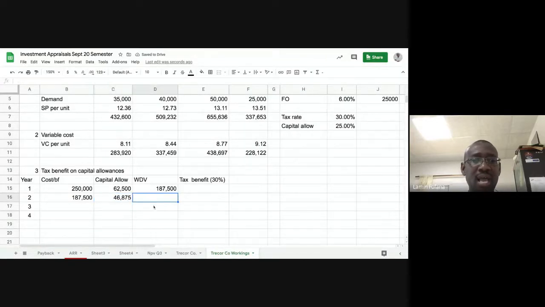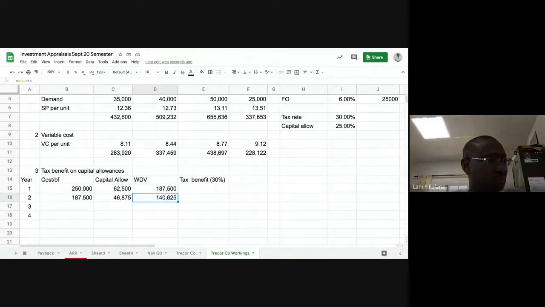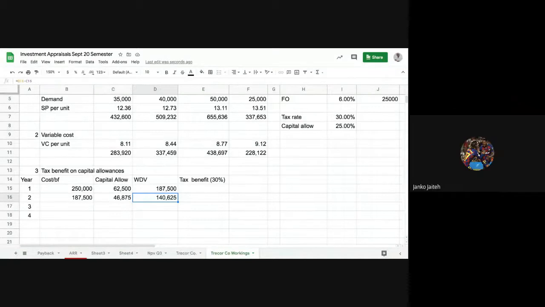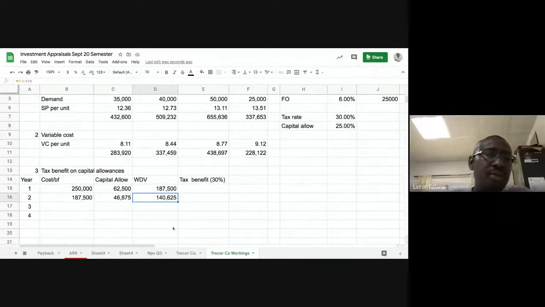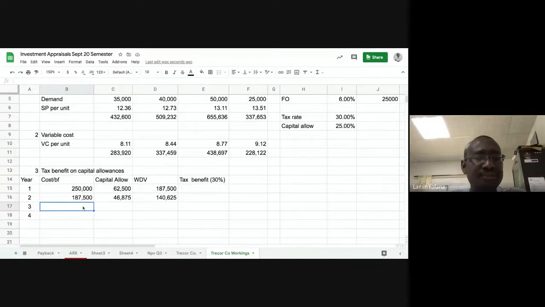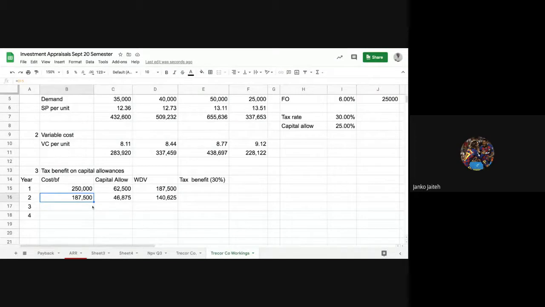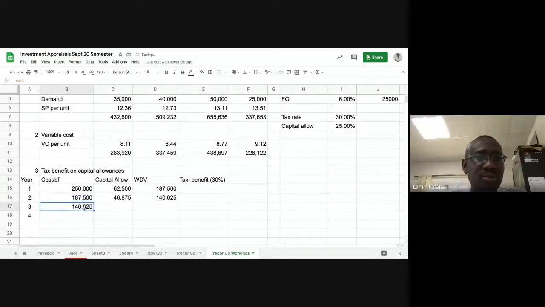Now what will be our WDV? We can replicate this formula, isn't it? Once we copy, our WDV will become 140,625. Is that clear? Yes. Okay. So in year 3, what will be the brought forward value? It's going to be 140,625. We can replicate that one also, so that once we copy, the brought forward will be this.